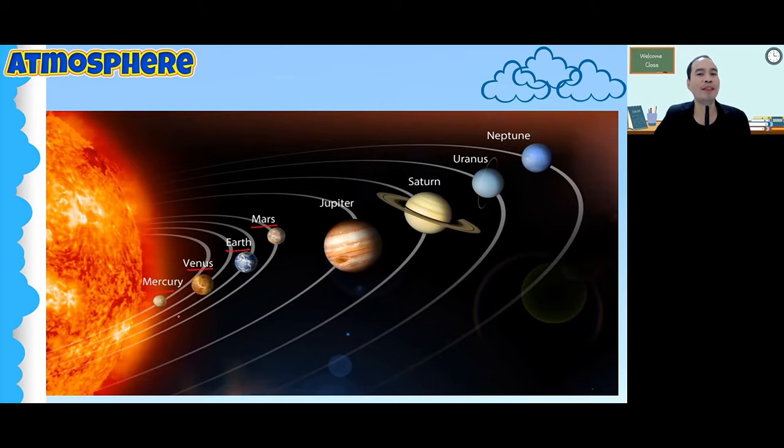So I want you to pause the video and think, what do you think are the major gases that you can find in Mercury, in Venus, and in Mars? So again, I want you to pause the video and try to think, what are the major gases that you can find in Mercury, in Venus and in Mars.